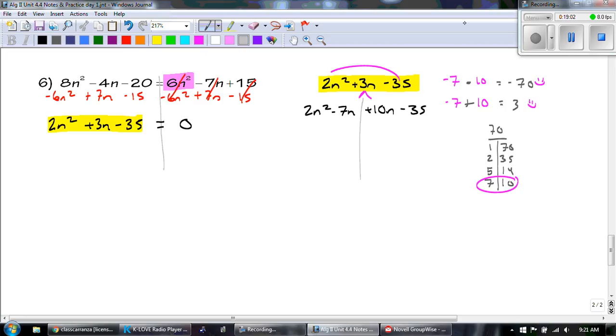Why don't you guys factor this by itself? And then your 2 binomials that you end up with, that's going to be our next line over here. Okay? Good luck.